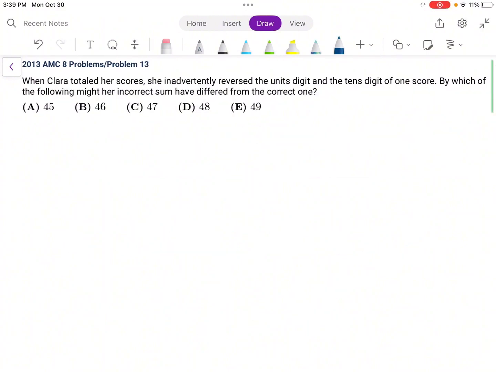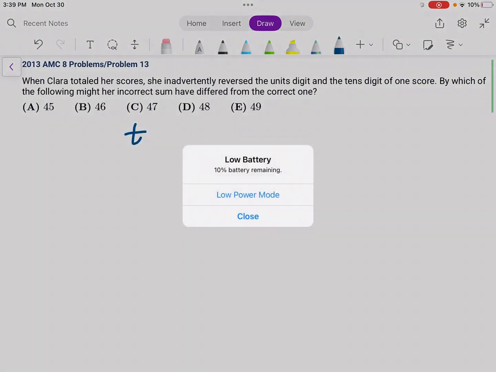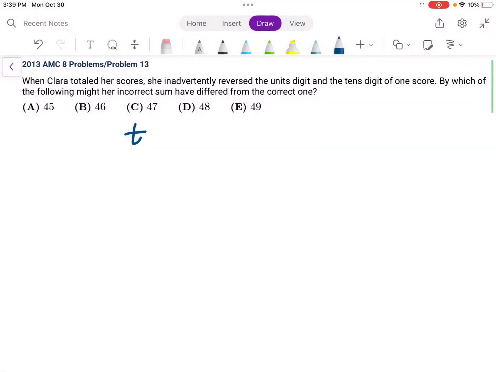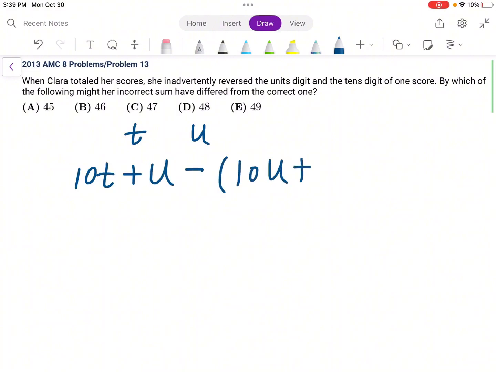Problem 13. Let's assume the tens digit is T and the units digit is U. So the original score would be 10 multiplied by T plus U. And subtract the reverse, which would be 10 multiplied by U plus T. So we simplify this, and we get 9 multiplied by T subtract U.